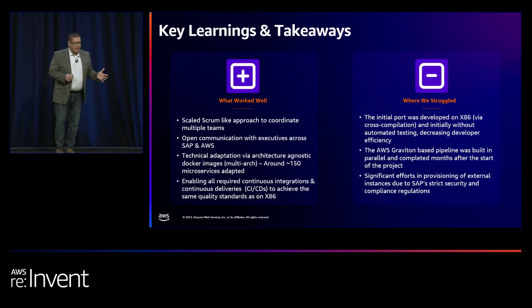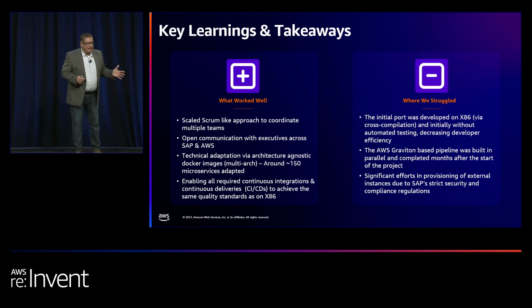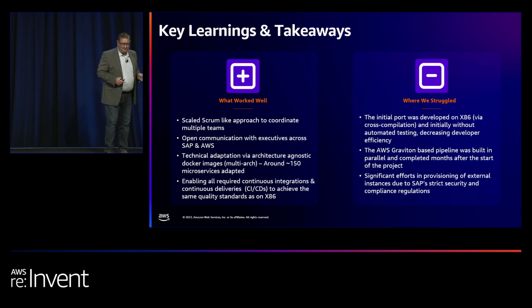Also, what worked well was the adoption of architecture-agnostic Docker images, and the fact that we were able to adapt around 150 microservices from the Intel-based platform to the AWS Graviton infrastructure. And then, of course, enabling all the required continuous integration and delivery to achieve essentially the same quality standard that we had on the x86 platform.